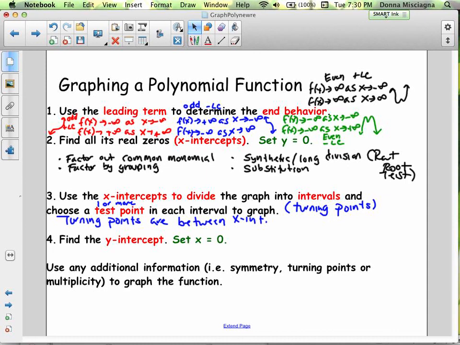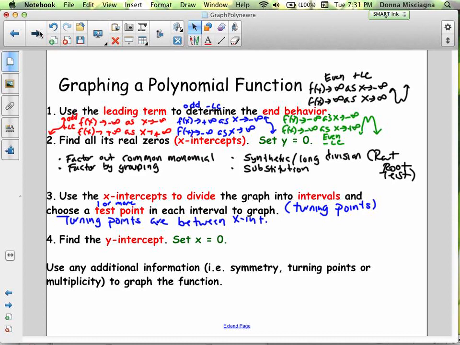So I do want you to approximate all of your turning points, right? And that's what you'll be doing until you get to calculus. And then we'll have the tools to actually find them exactly. Because we're going to do all this, we're finding it ourselves. That is much more meaningful in terms of understanding graphs. And then we're going to use any additional information like symmetry and turning points and multiplicity to graph the function. Multiplicity is going to be very, very important because that's going to tell us, do we cross our x-intercepts?